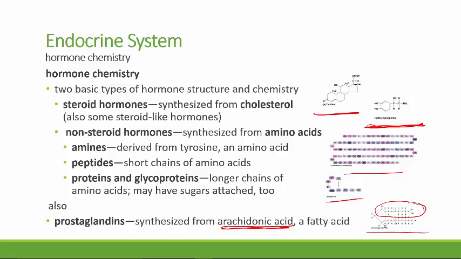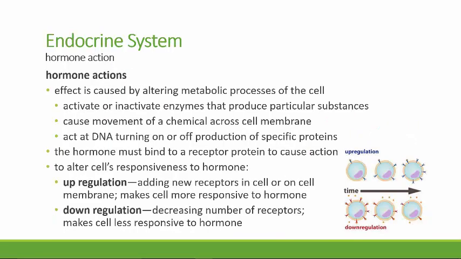So how do they have their effect? They can alter metabolic processes because they can either turn on or turn off enzymes, activating or inactivating enzymes that are going to help to produce a particular material inside the cell. They can cause movements, as we've said, of chemicals across the cell membrane. So we can put transfer proteins up in the cell membrane, and that will bring materials into the cell.